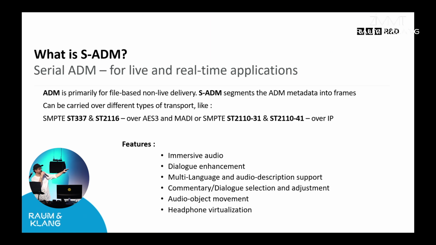What is important is what they expect and what they are doing with the ADM and the S-ADM right now. For the broadcast, it is interesting, of course, for immersive audio, you guessed it, but for other things, typically dialogue enhancement, changing the dynamics depending on the noise and the context of the broadcast, multi-language. This is a very simple object, but you can have several objects. One is speaking French, one is speaking German, and one is speaking English. And the user can switch and hear the mix and change the vocal. Audio description support, commentary or dialogue selection and adjustment. Audio object movement. Now we get into the interesting stuff of having audio objects. And also headphones virtualization.